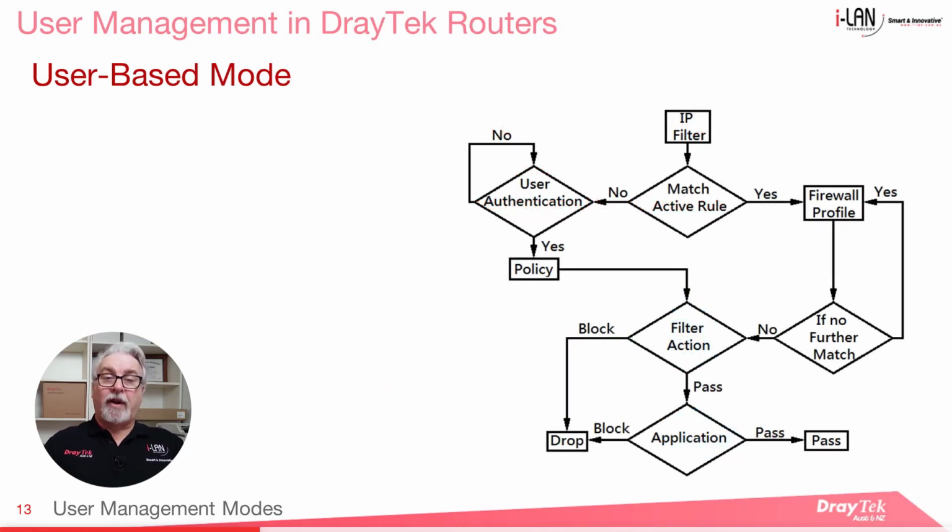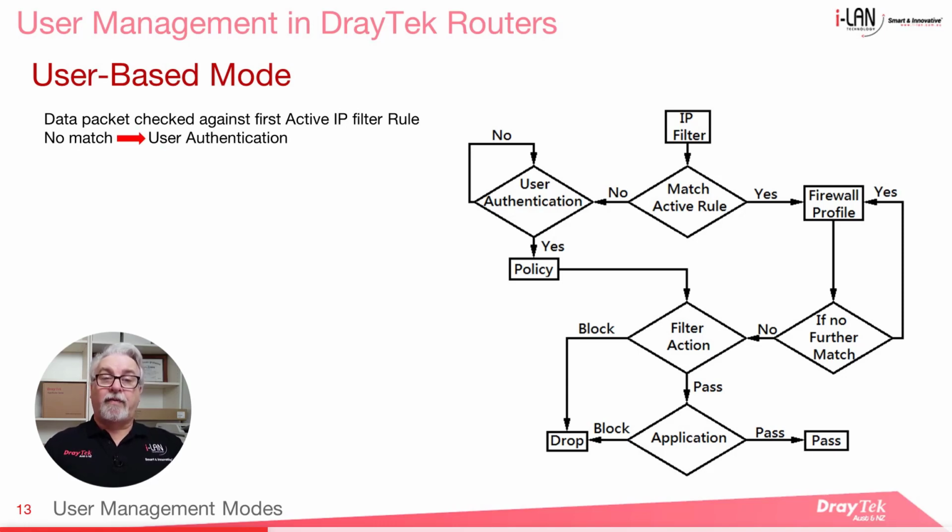Here we have a flowchart of how user-based mode works. First, the source IP address of the data packet is checked against the first active IP filter rule. If a match is found, the filter action is applied. If not, the next step is user authentication. Then apply the policy for the user account. Then it follows the same procedure as for rule-based mode.